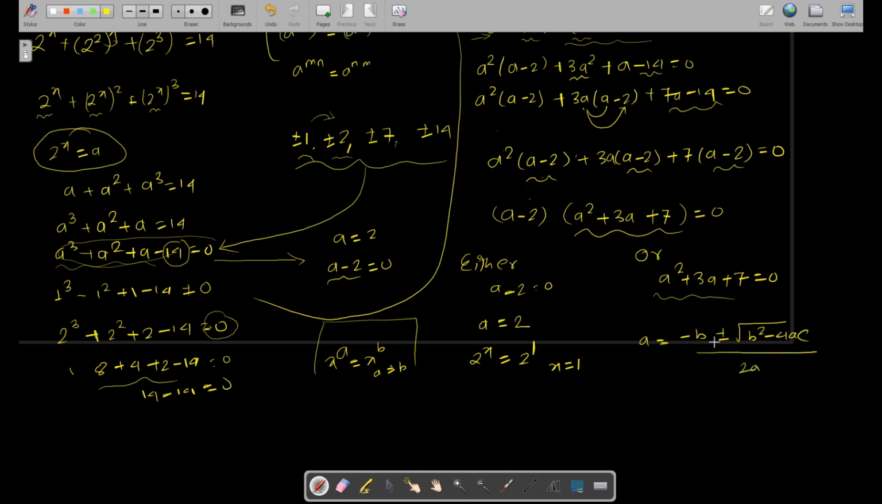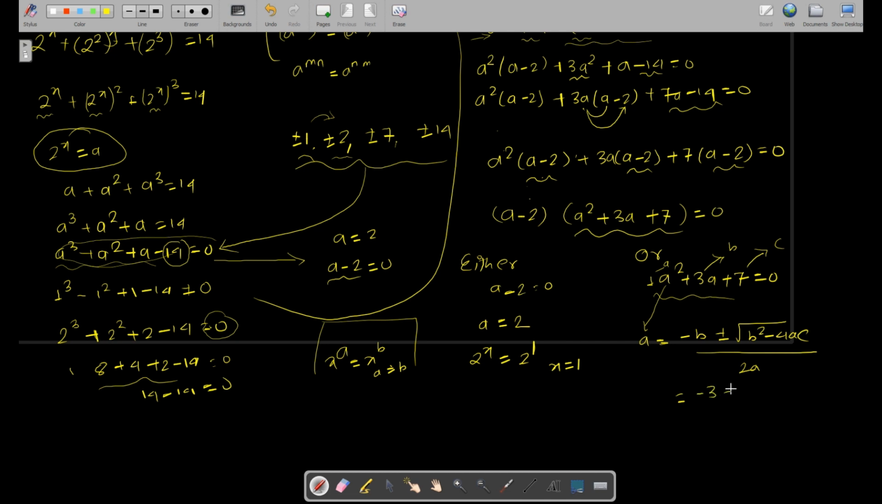Don't get confused, okay? This a doesn't mean this one. This a is the coefficient of a squared. So here we can get minus b. b means this one, 3, and c means 7. And here there is nothing, so it will be 1. That will be the value of a.